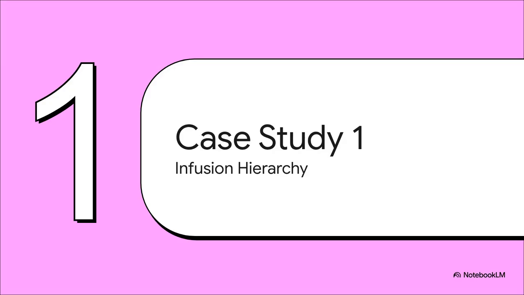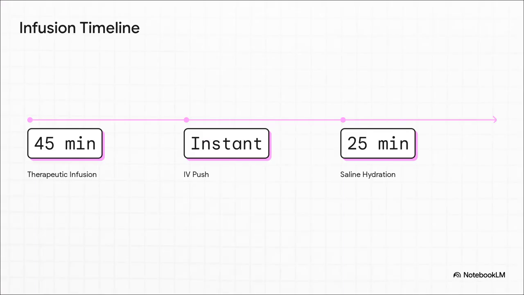Case Study 1, the injection and infusion hierarchy. Okay, so here is our very first clinical crime scene. Imagine a patient receives a 45-minute IV therapeutic drug infusion of ondansetron. Then that's followed by a quick IV push for pain medication, and finally some normal saline hydration that runs for exactly 25 minutes. Let's map this whole thing out. Point 1 is the 45-minute therapeutic infusion. Point 2 is that instant IV push. And point 3 is the 25-minute saline hydration.